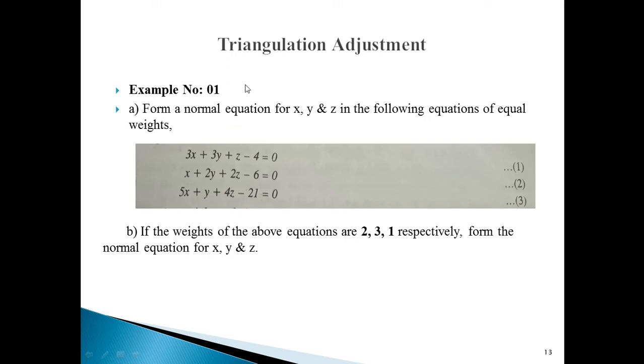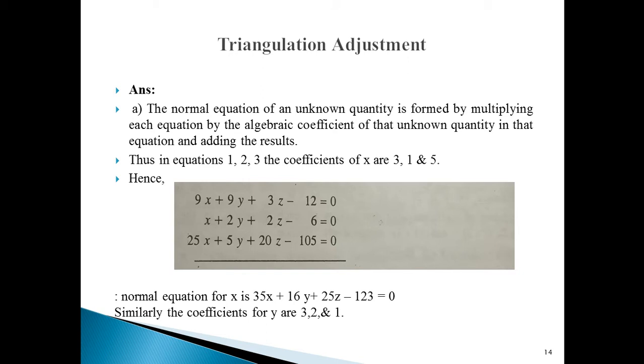So the question is divided into two parts. In the first part we have to consider the equal weights and then form the normal equation as per rule 1. And in the second part, weights are given separately for the three equations, and we are expected to form the normal equation as per rule 2. So let's start the first part of this example.